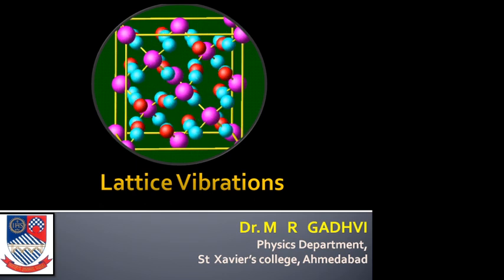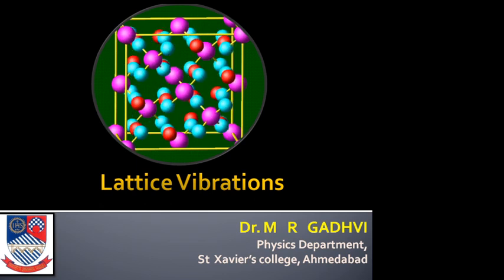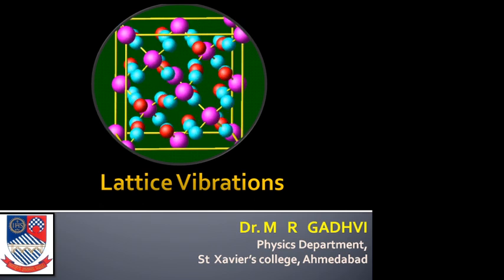In solid state physics, we have two segments. One is thermal properties and the second is lattice vibration. So let's start with the lattice vibration.